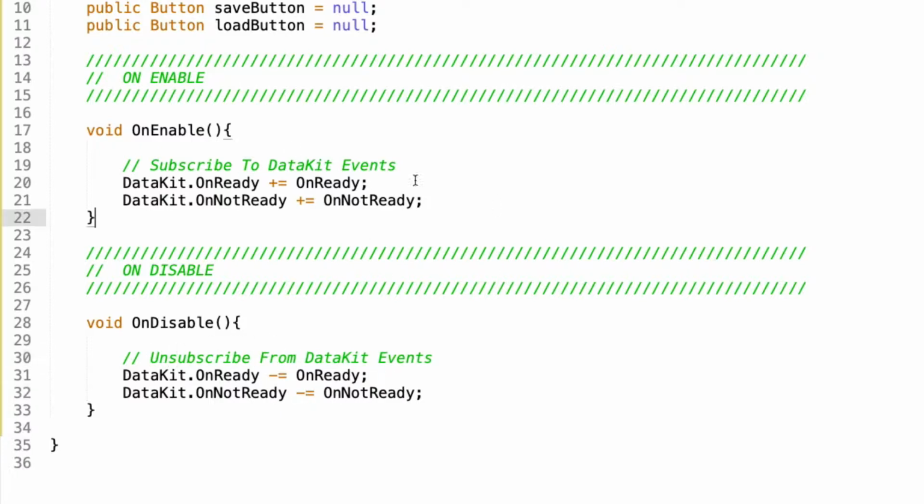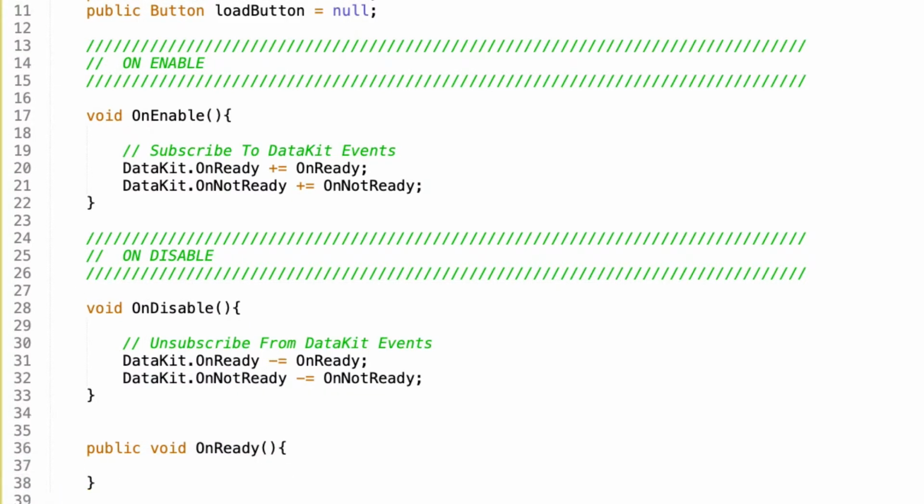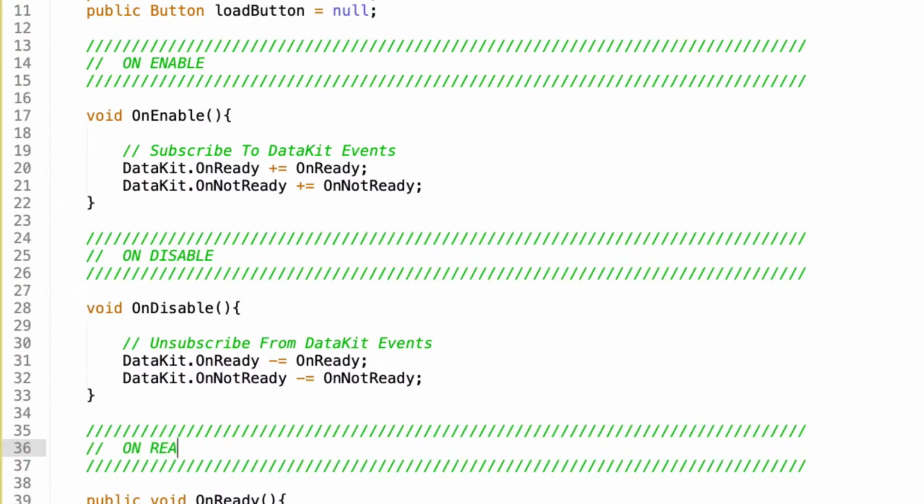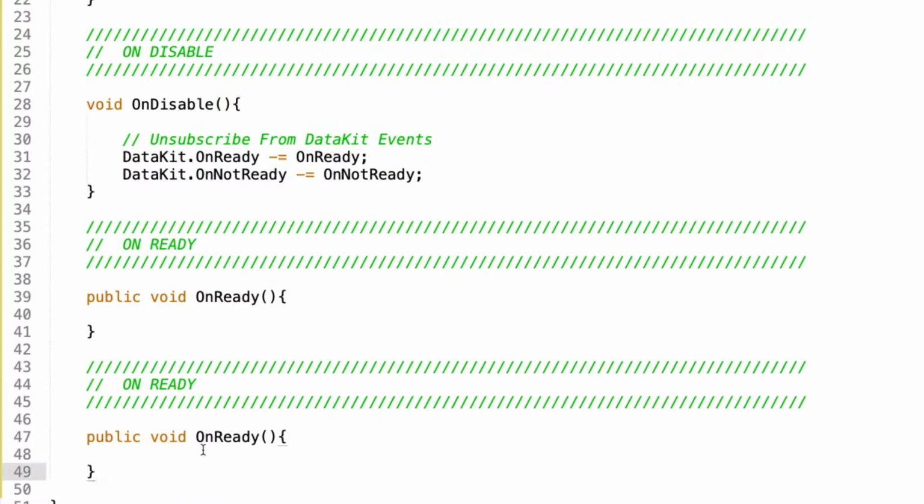For us to receive these events from DataKit, we'll need to create callbacks for the onReady and onNotReady methods in our script. So let's quickly add them to the script so everything will work. For those of you who are new to working with events, these callback methods are going to be called by DataKit at the appropriate time, so we don't need to worry about building any complex update loops.